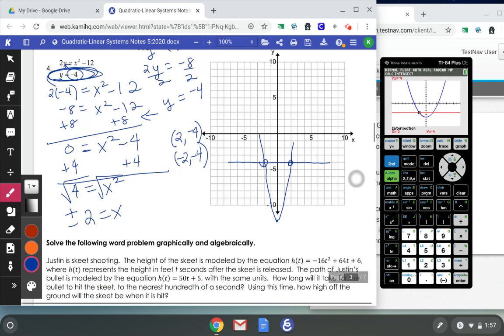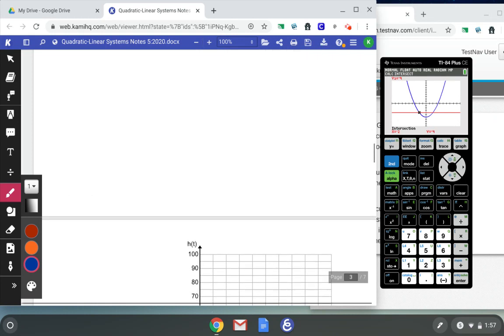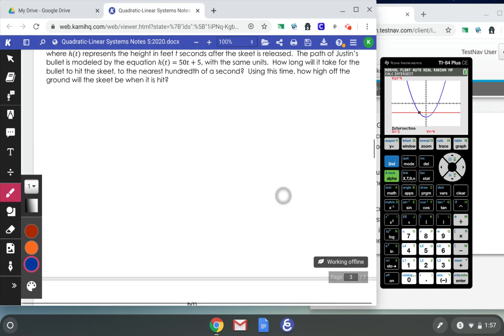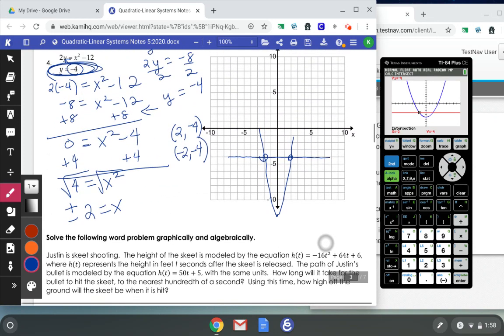Okay, last question for these notes. This is going to be going back and forth. And actually, I think I'm going to skip this question for today. I'm just going to leave you to solve just the basic equations, and we will do a separate day dealing with word problems.